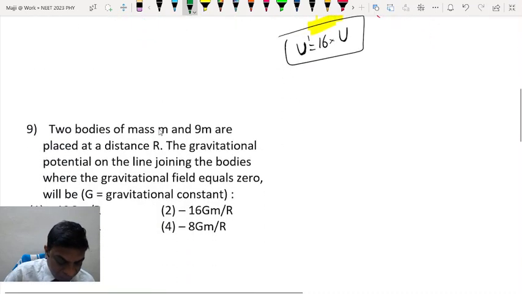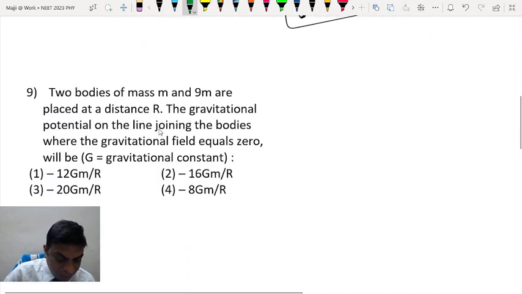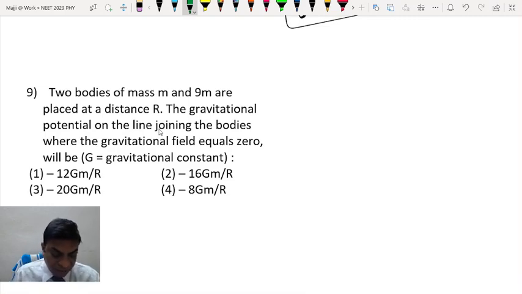Then moving on to the next question. Question number 9. Two bodies of mass m and 9m are placed at a distance r. Find the gravitational potential on the line joining the bodies, at the point where the gravitational field equals 0. Again, students, I am going to derive a simple formula here for the position where the gravitational field is 0, and then immediately we can solve the question.